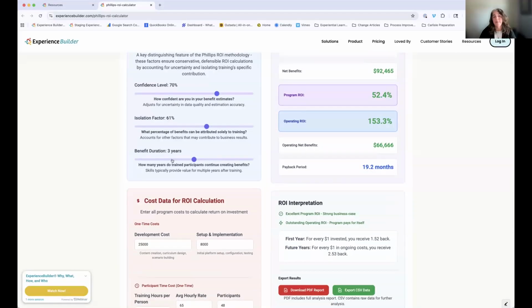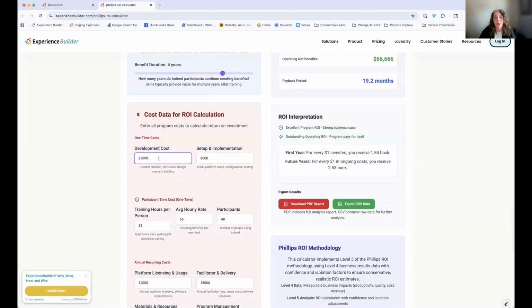And then here's that benefit duration. So how many years do the trained participants continue creating benefits? And you get to change this. The longer they contribute, the longer their learning keeps getting benefits, the higher your ROI is going to be, your program ROI.